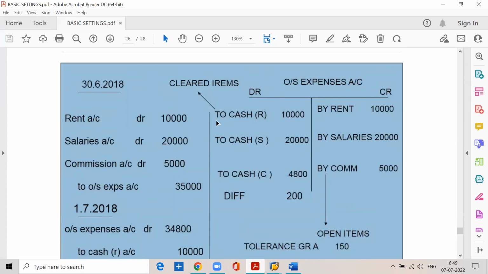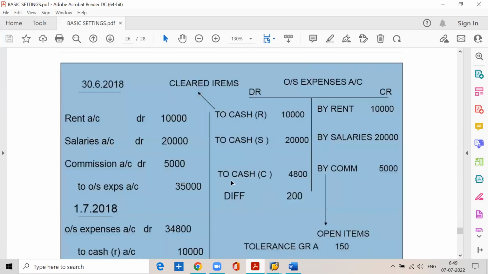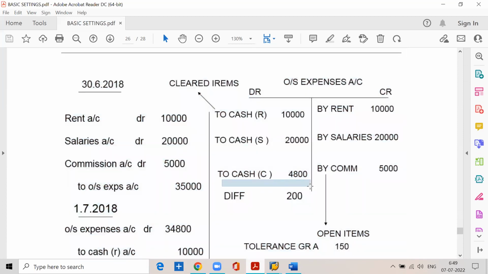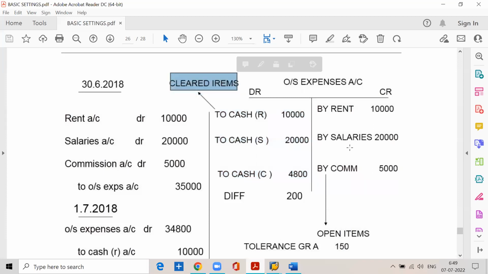Outstanding expense account, debit side: to cash rent 10,000, to cash salaries 20,000, to cash commission 4,800 rupees. Now, these three line items are paid, no? So these three line items are displayed in green color, meaning that they are cleared items or paid items. I hope till now it's clear for everybody.